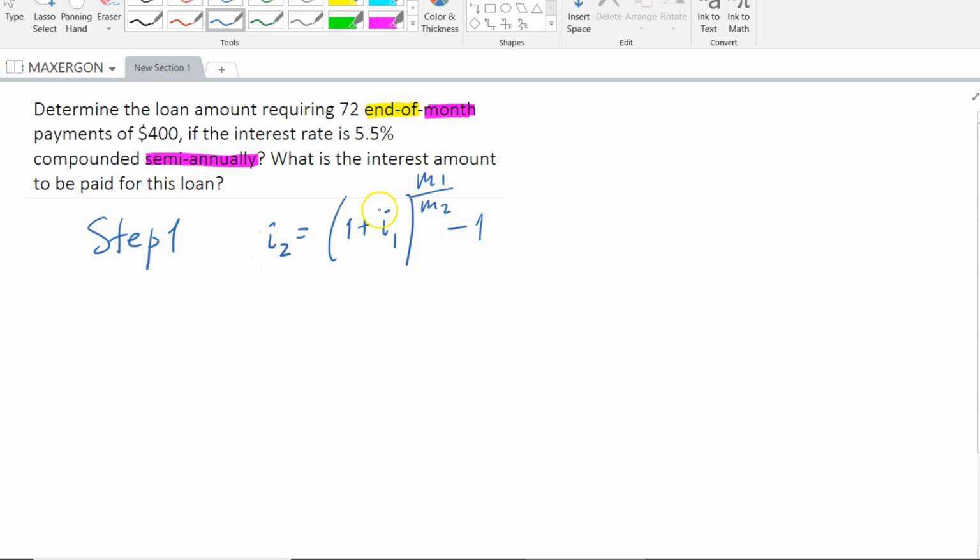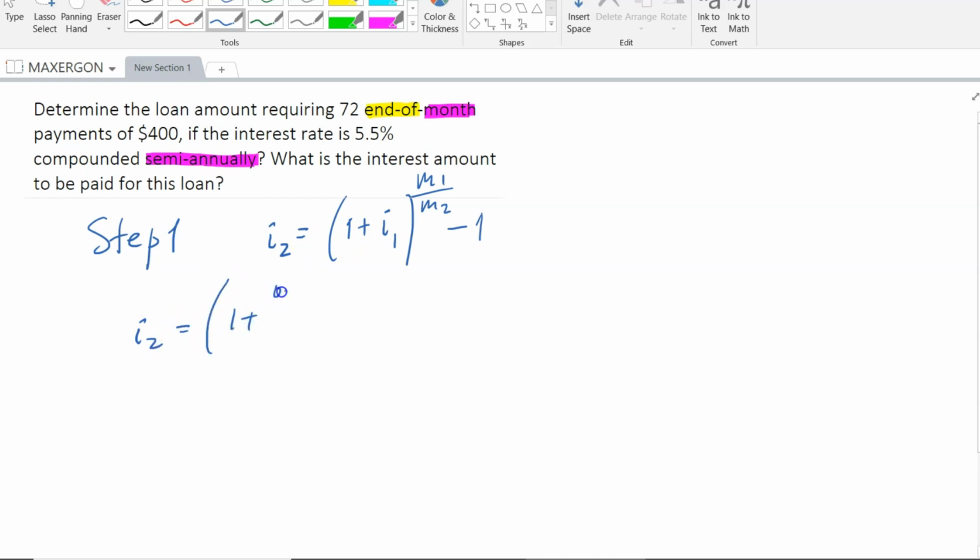I remind you that we can get this formula by comparing $1 invested for 1 year at the known rate and the unknown rate. The future values after 1 year should be the same. We can build an equation and find this I2. Substituting values, we'll find I2 now.